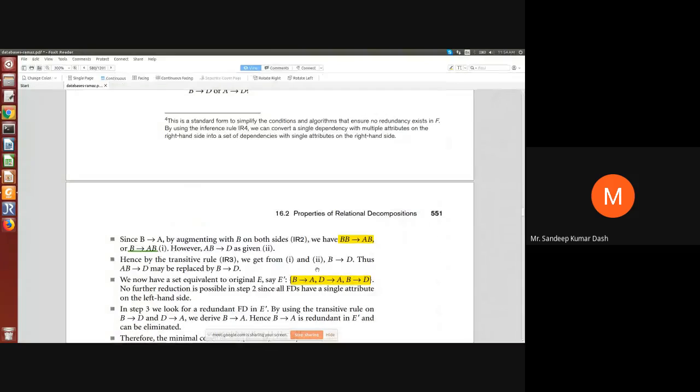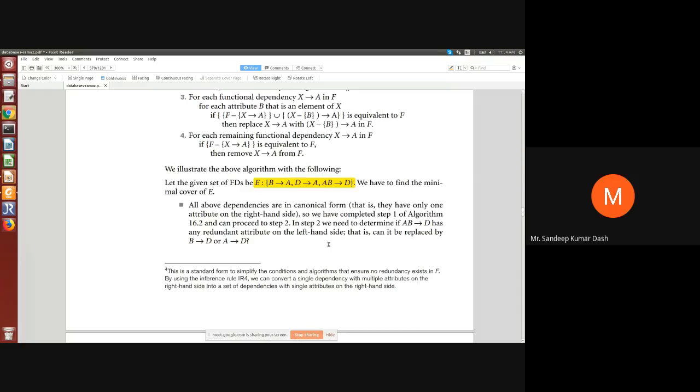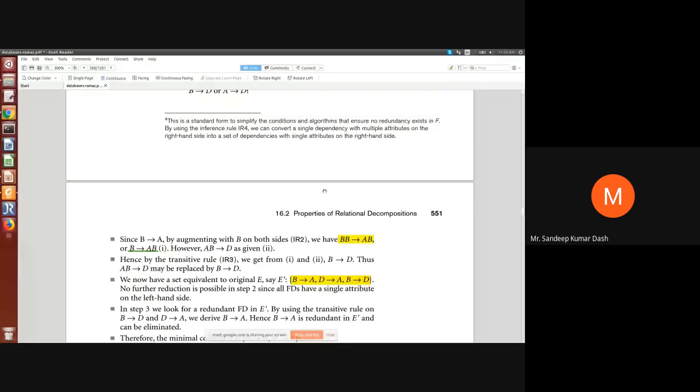So the first step was to check whether each of the right side contains a single element. Yes, this contains a single element. So you switch to the second step, where it said that if any of the X side, any of the left side, contains two or more attributes, then you have to check whether any extraneous attribute was there. Only one was there, where the left side contained two elements. This one. So you checked that A was extraneous. You removed it. So after step 2, you have this one present with you.